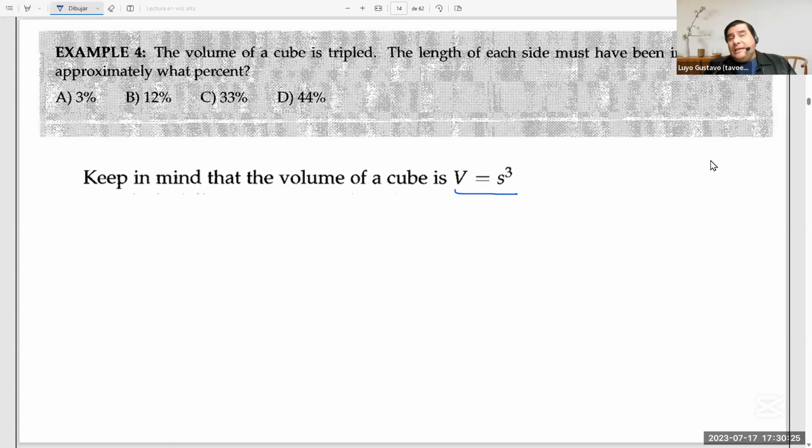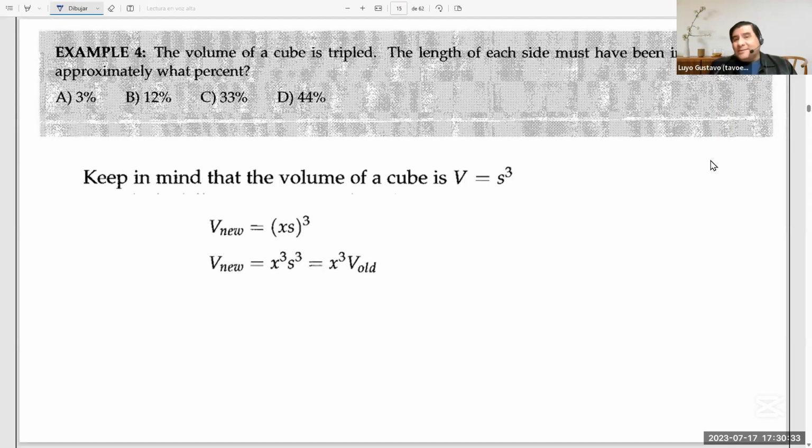Let's say that we increase the length of the common edge of a cube by some factor that we call x. So the new volume of this cube would be the cube of the new edge. And if the new edge is the original edge s multiplied by a factor x, notice what happens. Because we have the cube of a product, we can apply the exponent to each of the factors in this product. It would be the cube of x times the cube of s.